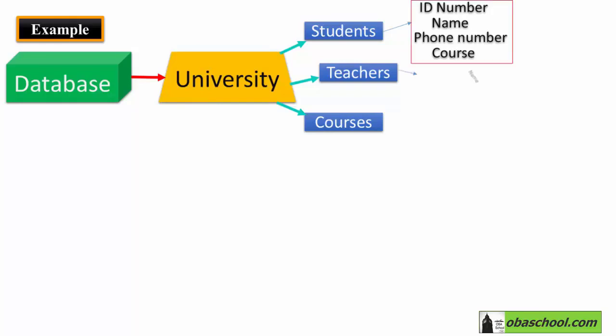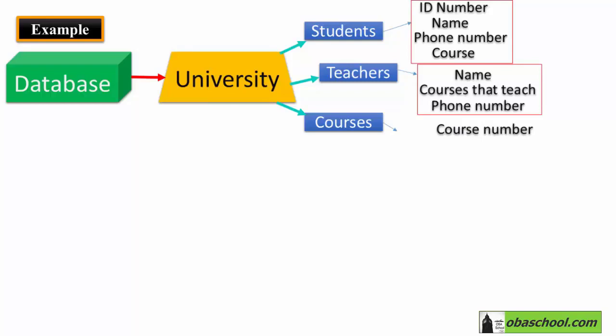As for the teachers, the information to be stored in the database could be the name, the course she or he teaches, and the phone number. We could also store many other data that refers to each member in this university. As for the courses, we could store in the database the course number, the teachers who teach each course, and which classroom this course is in.